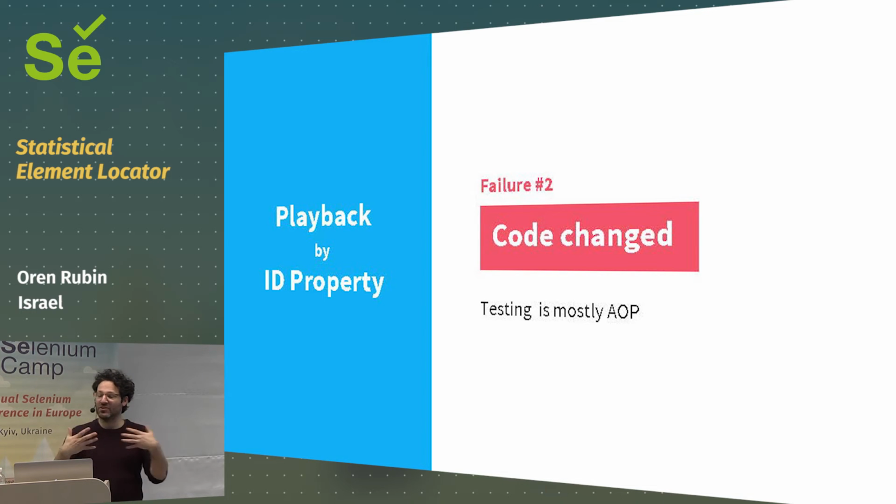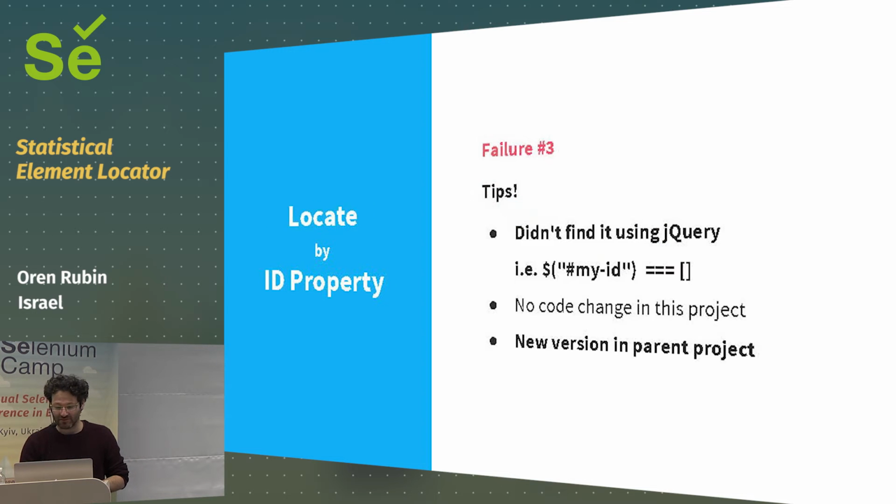Because when you're writing a test, you're looking at it from the outside. It's called aspect-oriented programming. You're a different concern, and if someone changes anything, your test fails. So now let's get a little bit trickier.